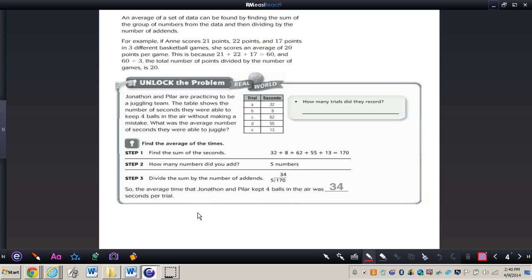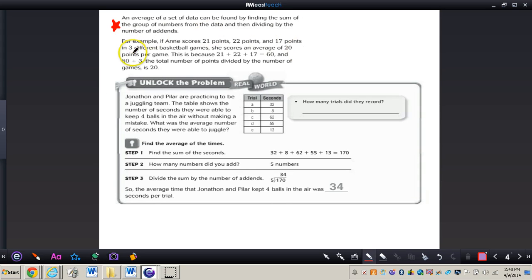Now I want you to turn to page 285 in your standards practice book, and we are going to take a look at how you find the average. At the top it says an average of a set of data can be found by finding the sum of the group of numbers from the data and then dividing by the number of add-ins. It is important to understand this is how you find the average. So you add all the numbers up, and then you always divide by the number or the amount of numbers that you have, or the amount of add-ins.